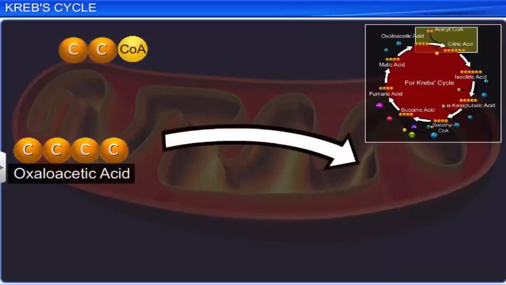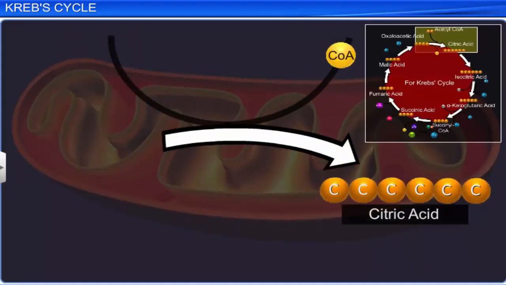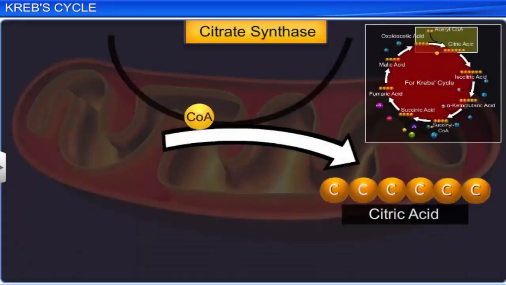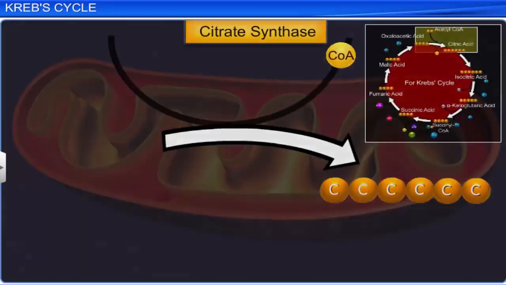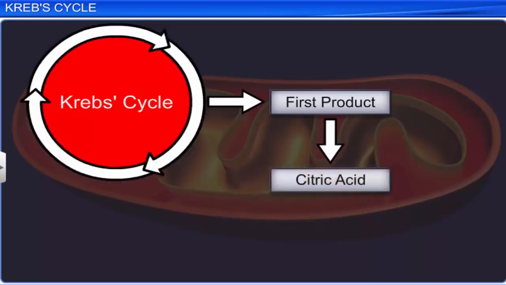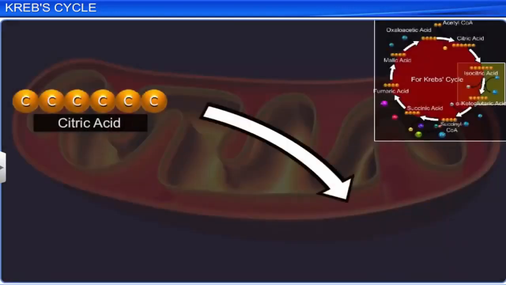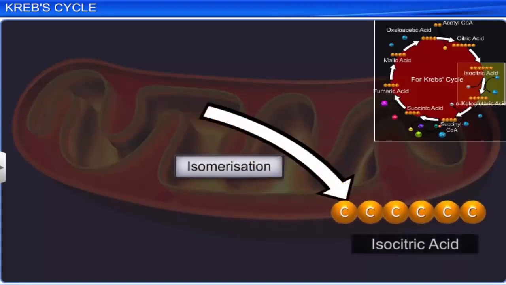Krebs cycle starts with the reaction of acetyl coenzyme A with oxaloacetic acid to form citric acid, catalyzed by the enzyme citrate synthase with the release of coenzyme A. The first product of Krebs cycle is citric acid, and hence the cycle is also called the citric acid cycle or the tricarboxylic acid cycle. The citric acid thus formed isomerizes to form isocitric acid.